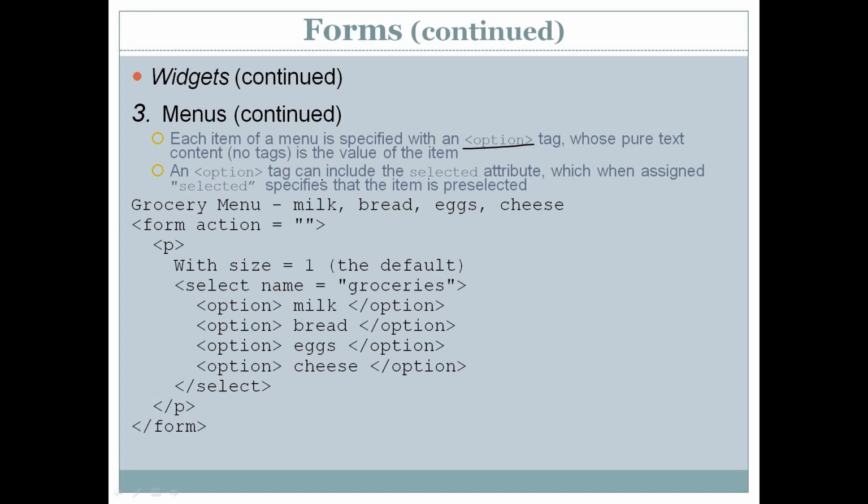An option tag can include the selected attribute, which when assigned selected specifies that the item is pre-selected. You can make an item pre-selected by using an attribute called selected inside the option tag. Now let us go through an example here.